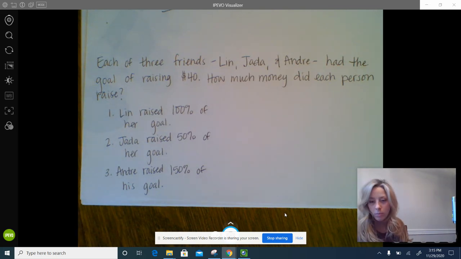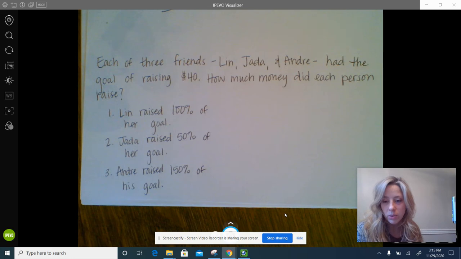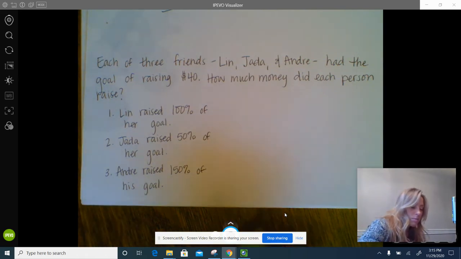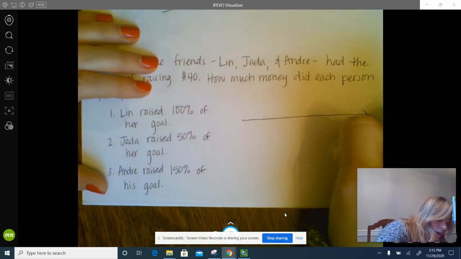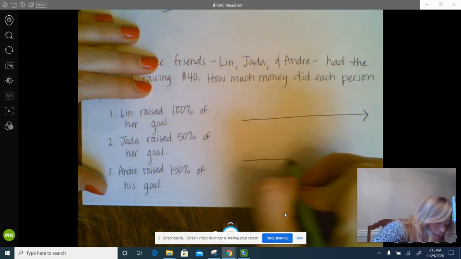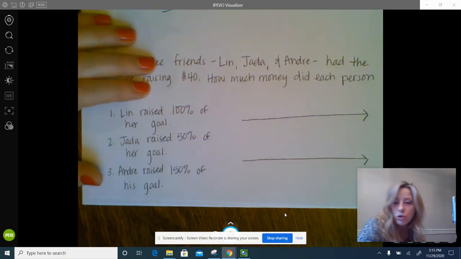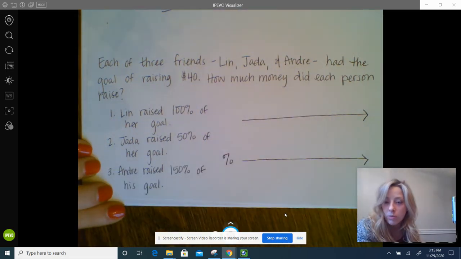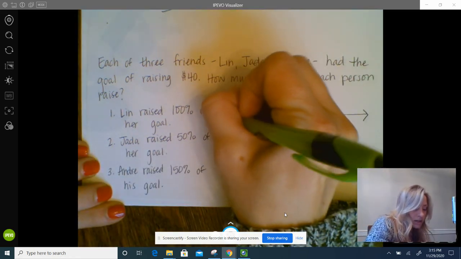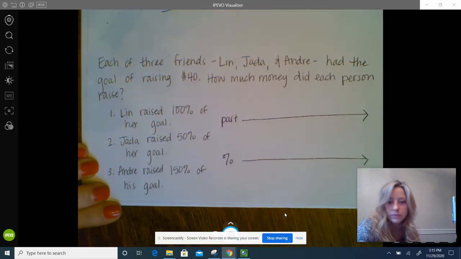Now, this is a pretty simple problem, but we're going to start simple and work harder, okay? I think we could figure out all of these without doing anything, but I want to show you how a double number line works with a percent problem. So we have two number lines. The bottom one will be our percent. The top one is going to be our part.